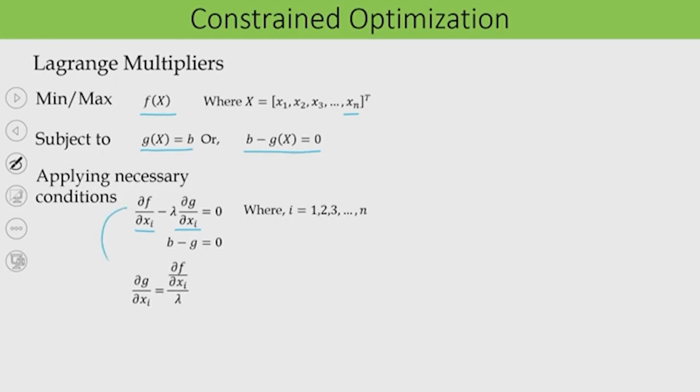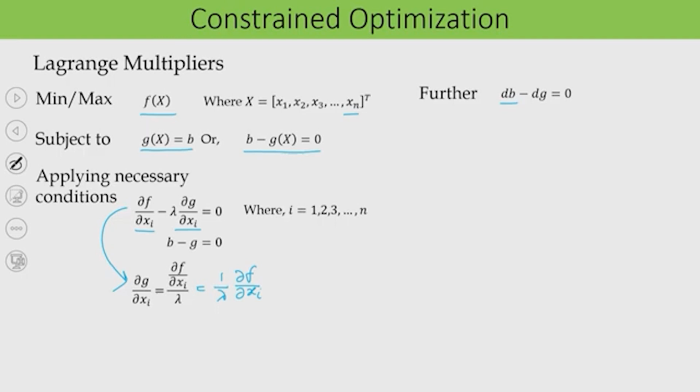Now, from the first equation I can write that del g by del x i is equal to del f by del x i divided by lambda. Or I can also write it as 1 by lambda times del f by del x i.